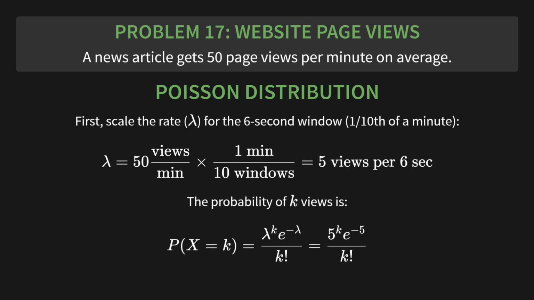Now we can use the formula. The probability of k views is lambda to the k times e to the negative lambda, all divided by k factorial.